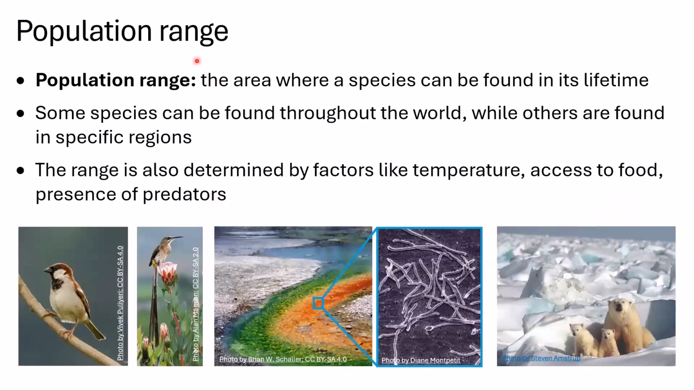The population range refers to the area that a population of a species can be found in throughout its lifetime. Some species, such as the house sparrow, can be found throughout the world and on almost all continents. Other species are found in specific regions, such as the Cape sugarbird, which is found only in the southwestern portion of South Africa. The geographic range also takes into account factors like the temperature of a region, access to food and nutrients, and the presence of predators.